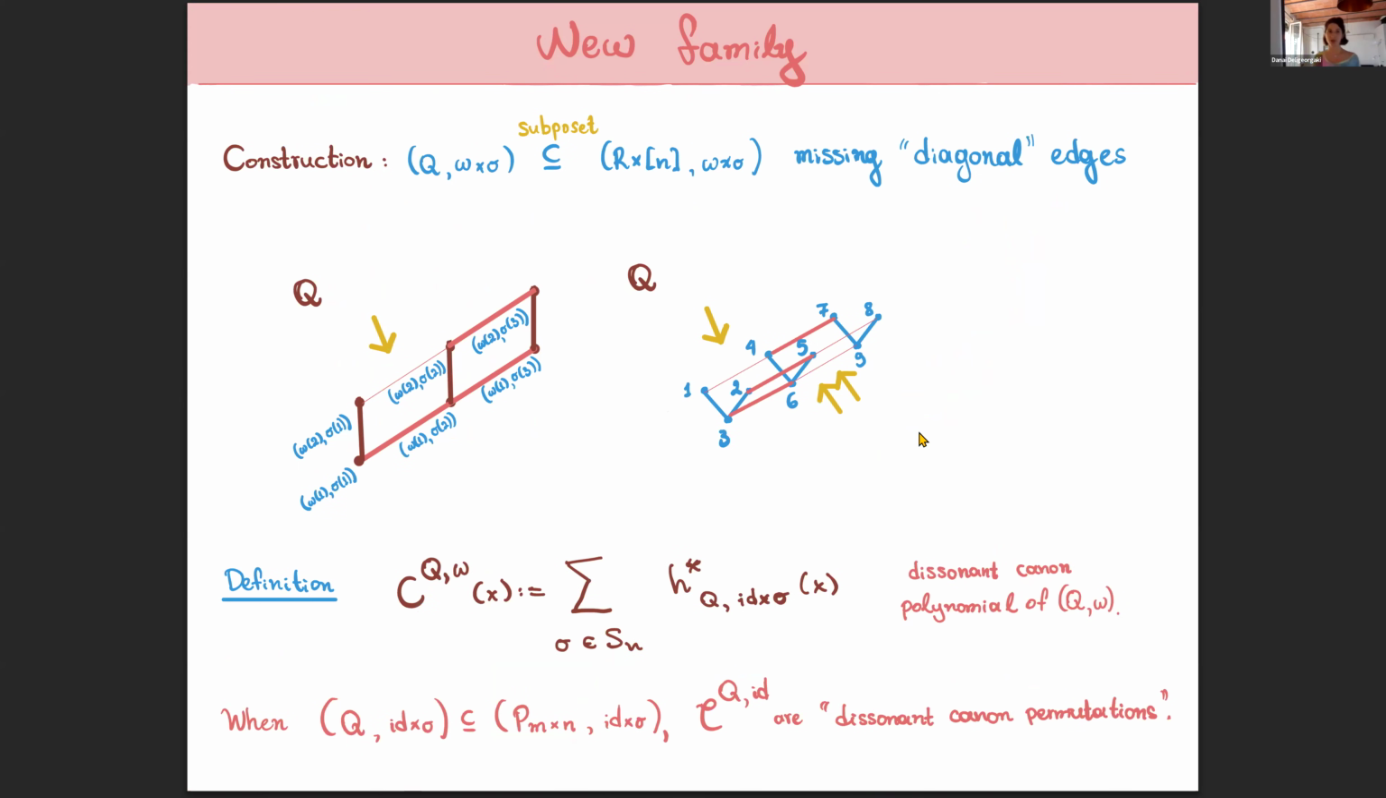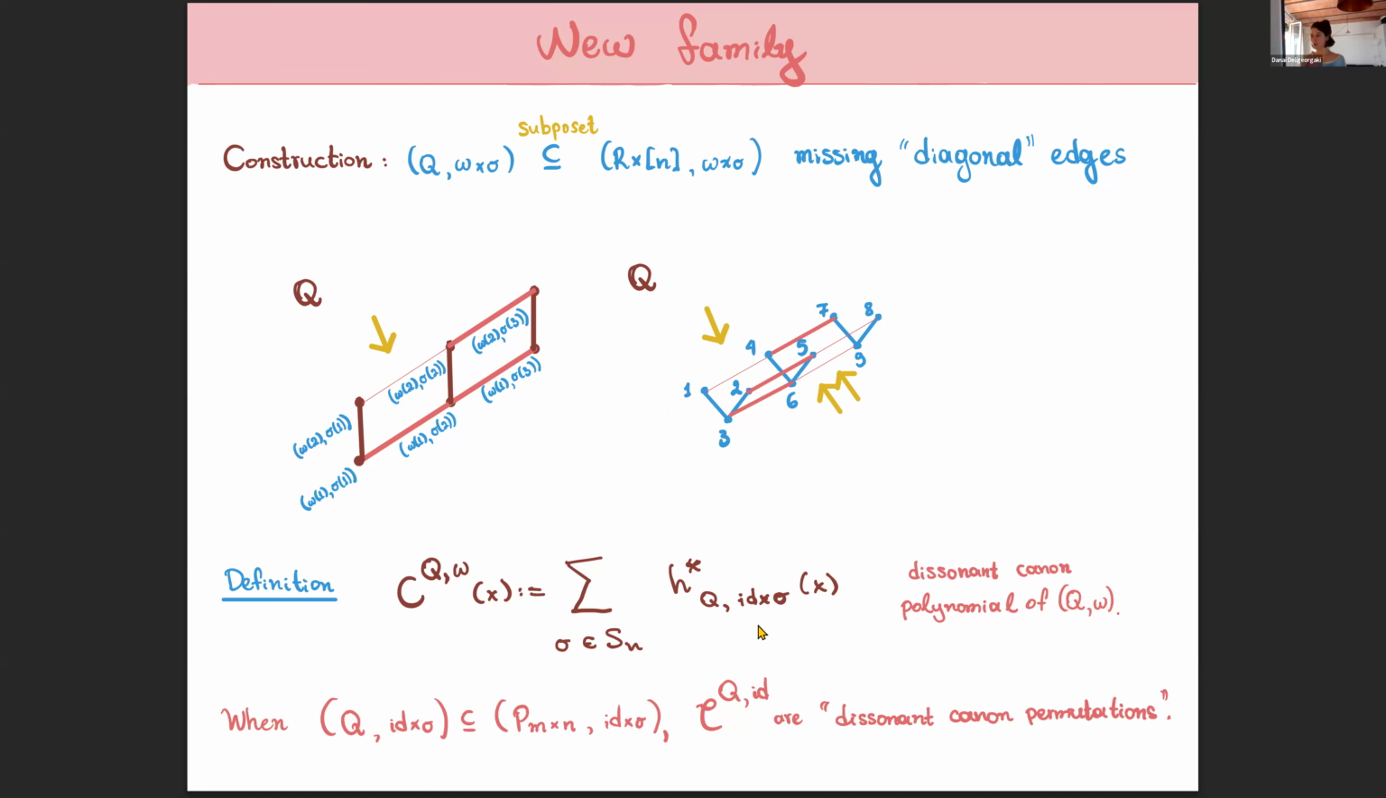And I have one last thing I want to talk about, and one last construction that essentially generalizes these Canon permutations. So now I want to consider Q to be a subposet of what I had before, but I'm going to remove some of the diagonal edges. So here the arrow means these edges are not there anymore. In general, remove some of the diagonal edges coming from the second chain, the n-element chain. Again, with the same machinery, I can think about the dissonant Canon polynomial that arises when I range over permutations and keep, this is a typo, and keep my labeling fixed.